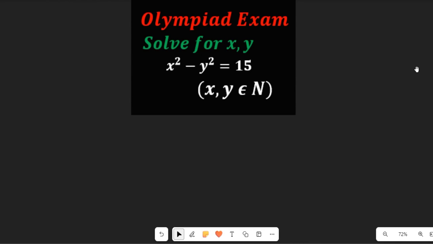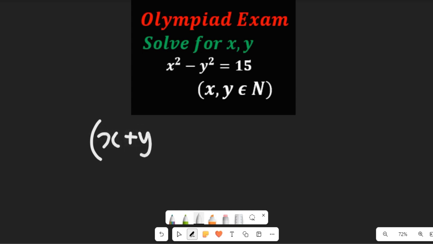Now let's get started. To solve this, we are going to consider 15 and the factors of 15. Now remember, we are asked to find the values of x and y, which are elements of natural numbers. Now, how do we do that? We're given the value of x squared minus y squared. If you look at that very well, you know that that is a difference of two squares. So we are going to have x plus y, and then x minus y, and that is equal to 15.